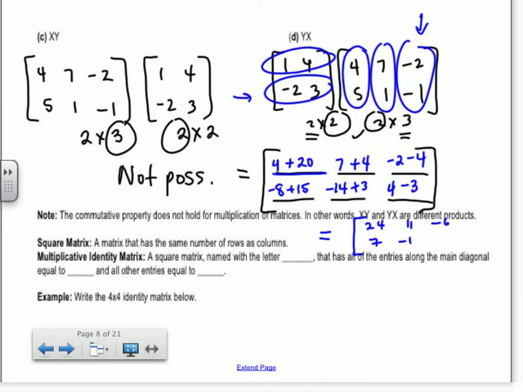So you should end up with 24, 11, negative 6, 7, negative 11, 1. Did you guys get that? Good.